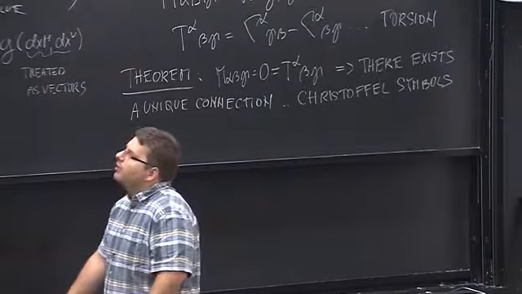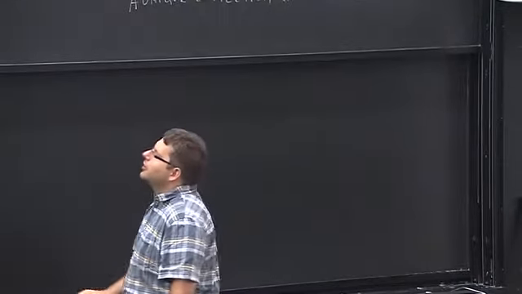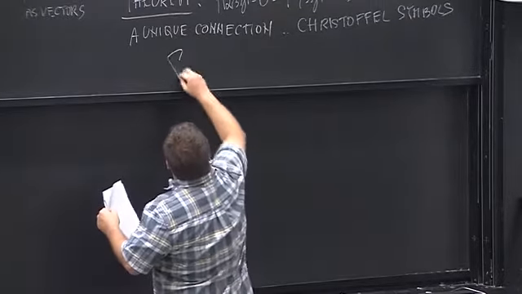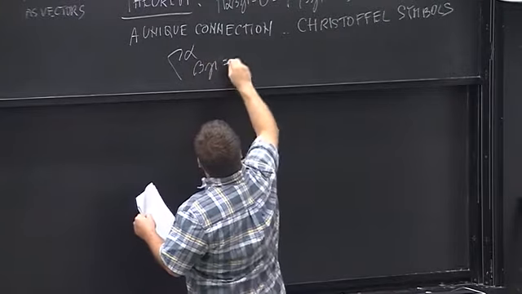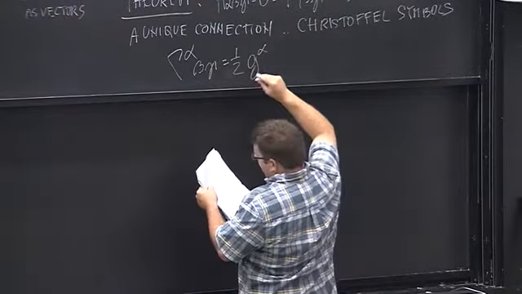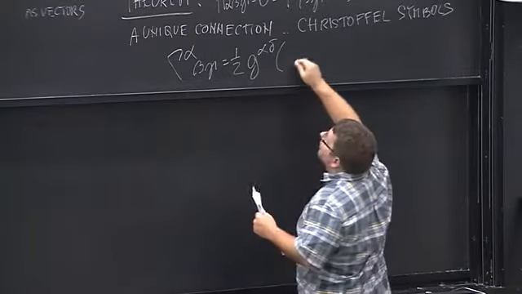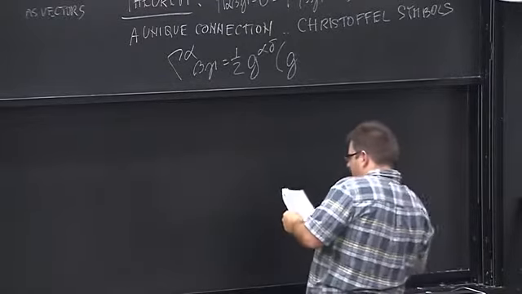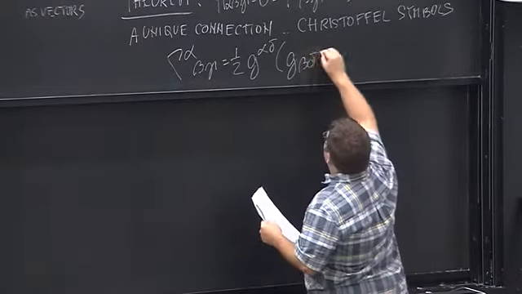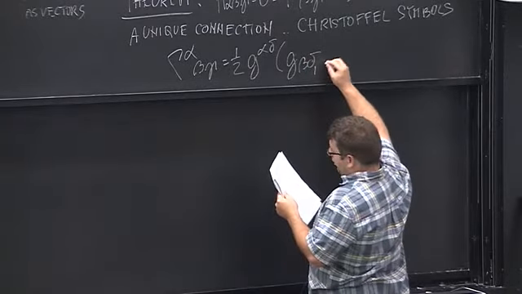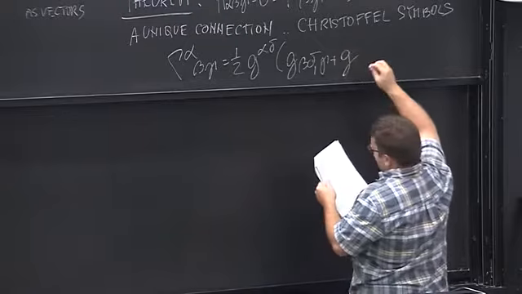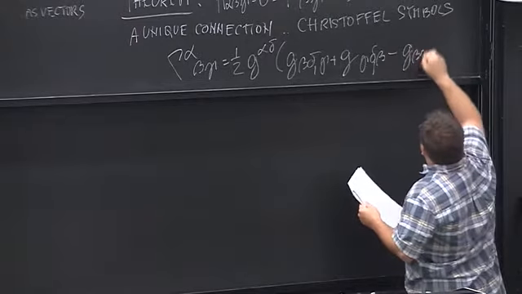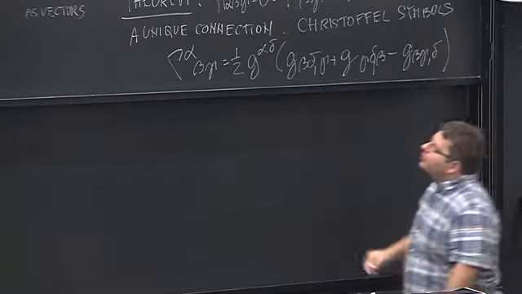And this connection is simply given as we derived it in the second lecture, in a simple way. It's given by Gamma^alpha_{beta gamma} = 1/2 G^{alpha delta} times (G_{beta delta,gamma} + G_{gamma delta,beta} - G_{beta gamma,delta}), where the commas denote partial derivatives. Again, it has to be symmetric in beta and gamma. Okay, and that's the theorem.